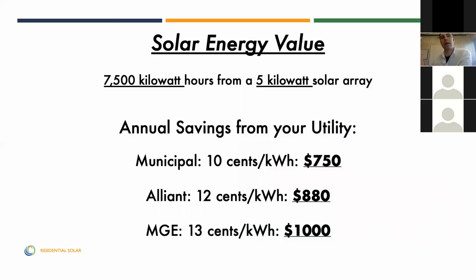So if we take that 7,500 kilowatt hour figure, depending on who your utility is, that savings per year is going to vary. If you are on MG&E, which is I think what most of us are on, at 13 cents per kilowatt hour, you're going to save about $1,000 per year on energy bills. If you are an Alliant customer at 12 cents per kilowatt hour, you're going to save about $880. And if you're on a municipal utility like Sun Prairie or Waunakee, you're going to save about $750 per year. So it's very simple. We just take the amount of kilowatt hours and multiply it by 13 cents per kilowatt hour. That gives you an idea of how much money, on average, you're going to save.